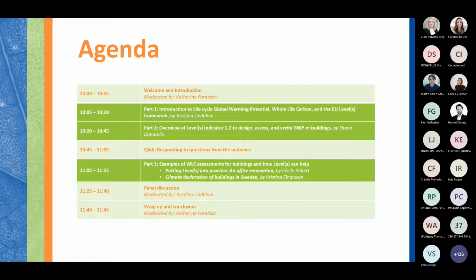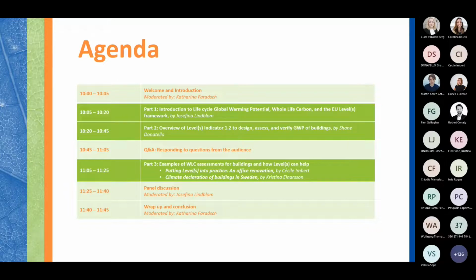Sorry, I was informed that sound was not working, but here we're trying it again. It is about the agenda of today. We're having a couple of parts of today's meeting. The first one is about understanding the overall context and an overview presentation on levels in general, done by Josephine Lindblom. Then we have a second part, which is an overview of the levels indicator 1.2, done by Shane Donatelli, followed by a Q&A. So that's where you can put in your detailed questions, your interest that you want to put forward.